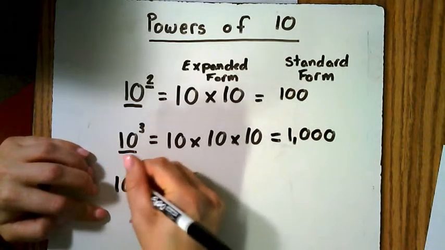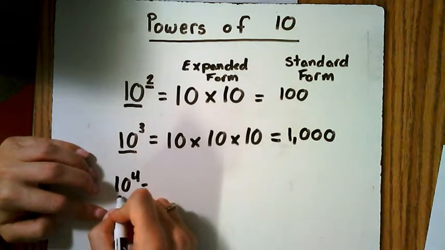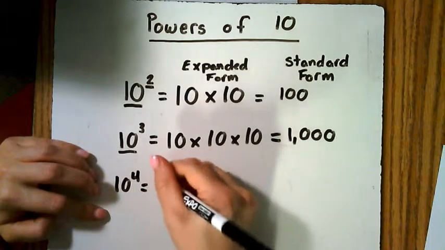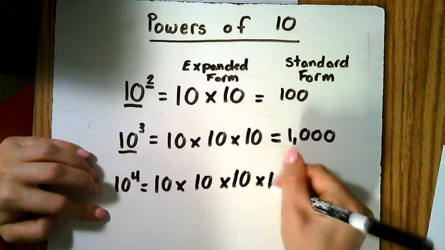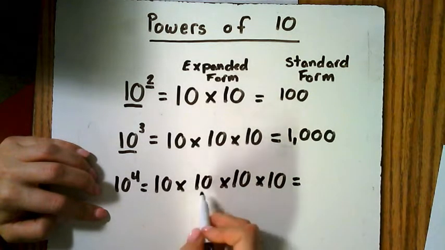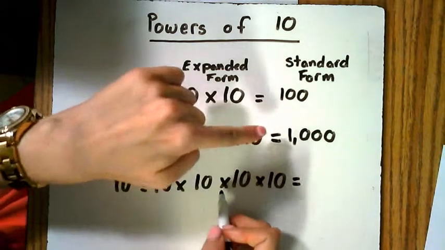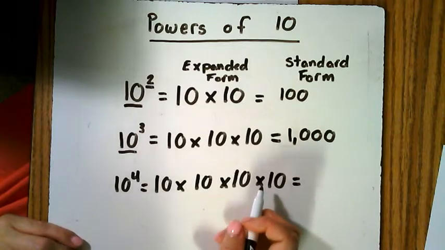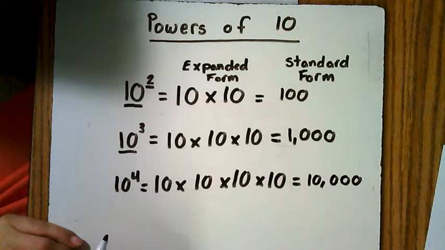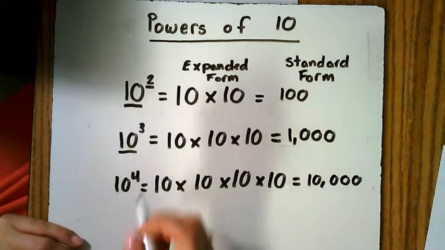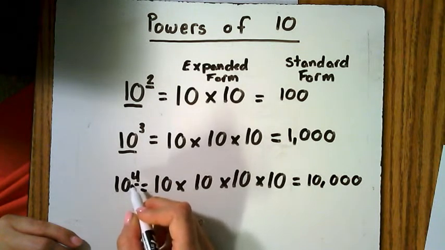What about 10 to the fourth? 10 to the fourth can be written in expanded form by writing 10 times itself 4 times. 10 times 10 times 10 times 10. We know that 10 times 10 is 100. 100 times 10 is 1,000. And 1,000 times 10 gives us 10,000. And we can keep going on and on and on. Every time we write an exponent, we multiply our number 10 that many times.